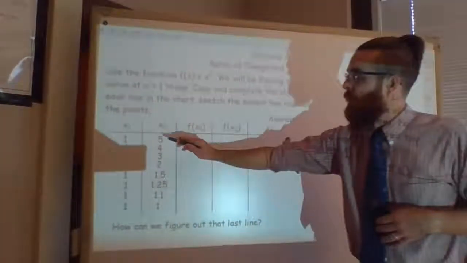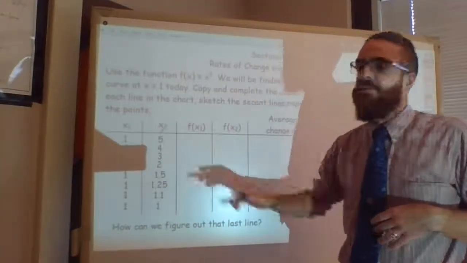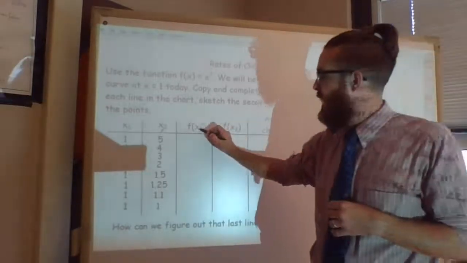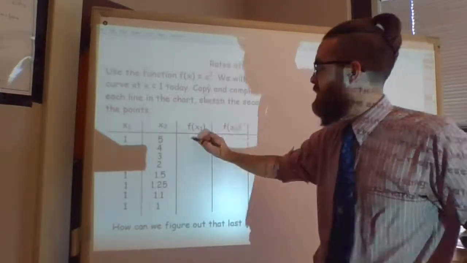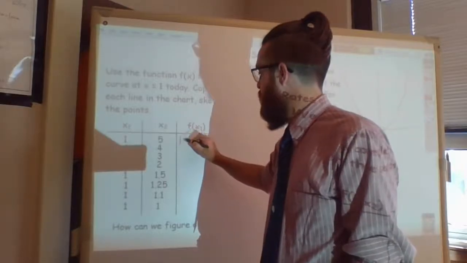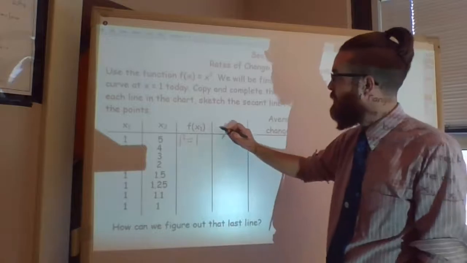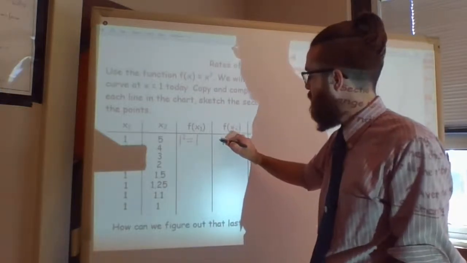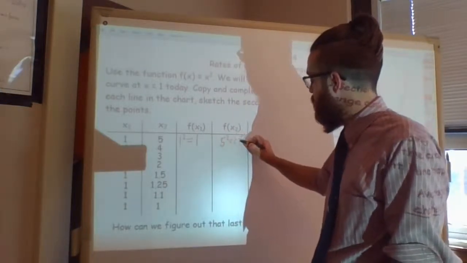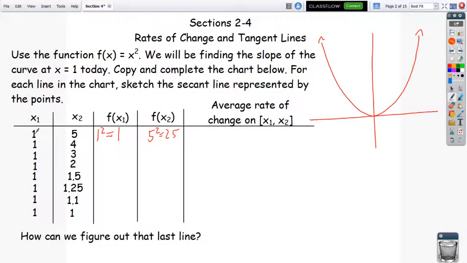This first one, we've got x1 is equal to 1, x2 is equal to 5. For f of x1, x squared is our f, so we've got 1 squared, which equals 1. f of x2 is going to be 5 squared, or 25. Life hack for you guys: I'm going to point out that all of our x1s, we're keeping that static, so all of our f of x1s are going to remain static as well. Only things that are going to change are x2 and f of x2.